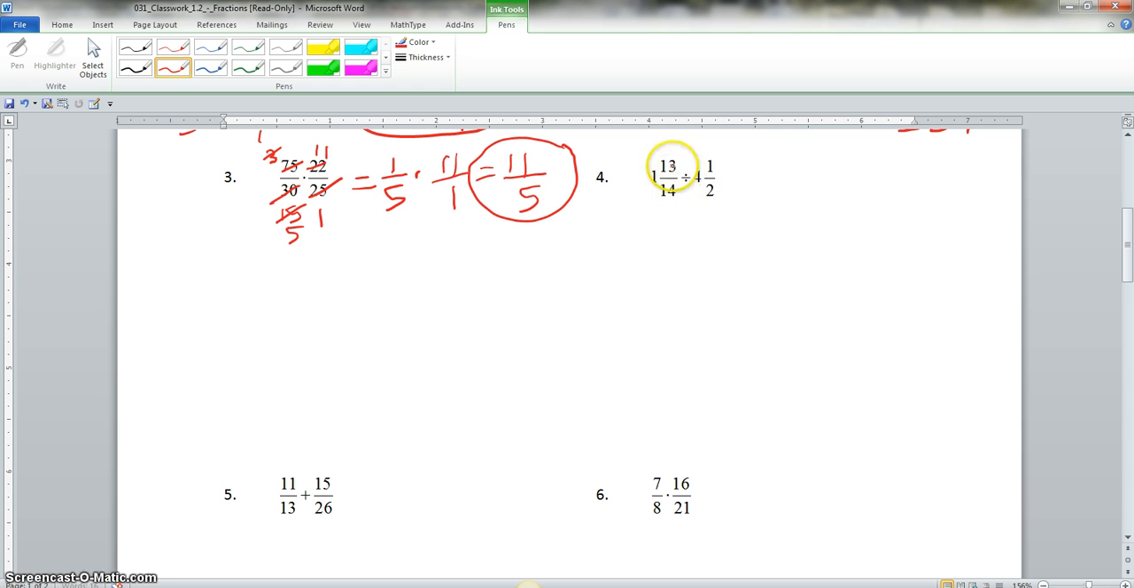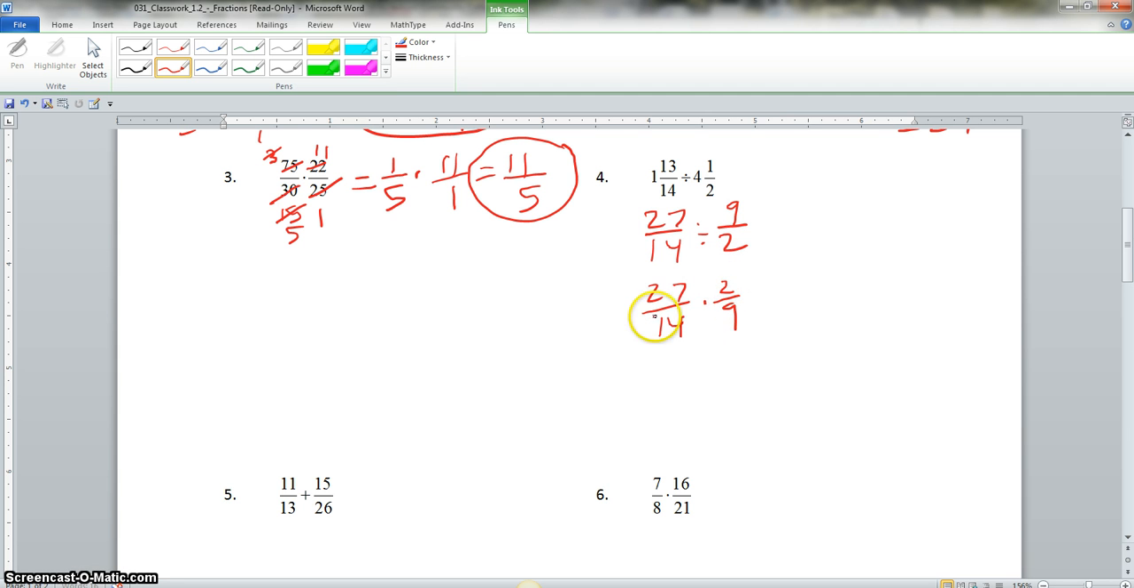Now we go here to number 4. We have a mixed number divided by a mixed number. So what we would do is this here. Our denominator would stay the same. But we have to change these mixed numbers to improper fractions. 1 times 14 is 14, plus 13 is 27. 4 times 2 is 8, plus 1 is 9. So this would give us 27 over 14 times, we would take the reciprocal of 9 halves, which is 2 ninths.